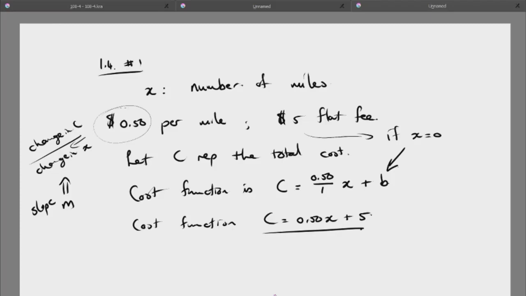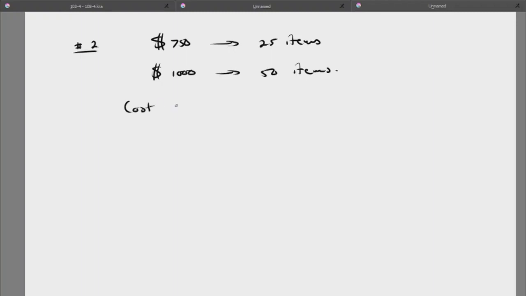So for this one, the information is a little different, but we are still looking for a straight line equation or a linear function. This will be number 2. So I have $750 that goes with 25 items. I have $1,000 and that goes with 50 items. And then they say my cost function is what I'm looking for. And once I have that, I can answer everything. And they say it's linear.